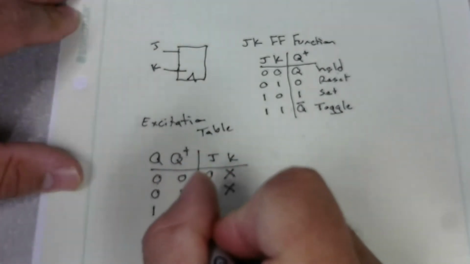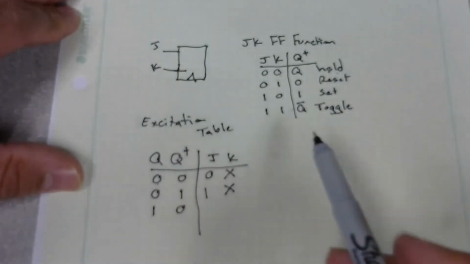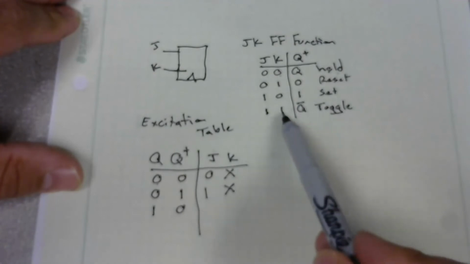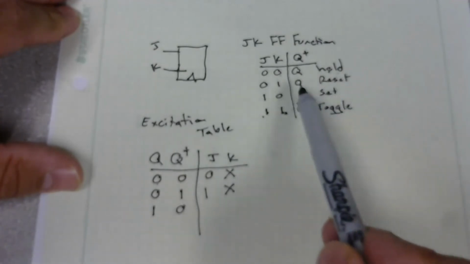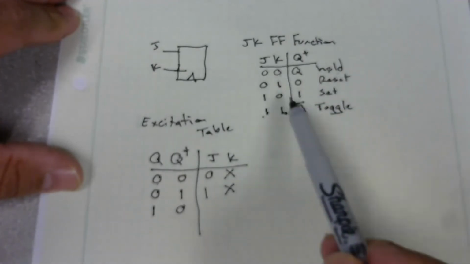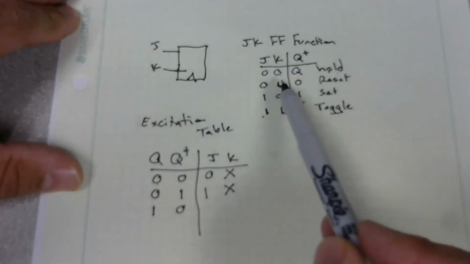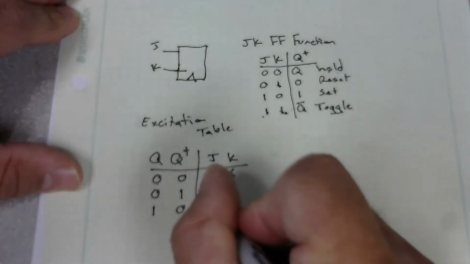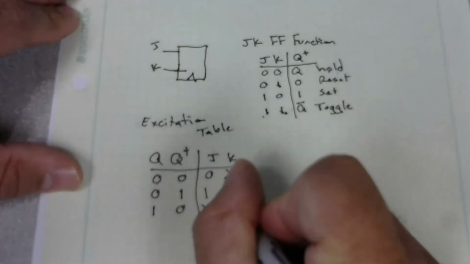The next one is if we have a 1 and we want a 0. So that means, again, we could toggle or we could reset. So we have 1, 1 for toggle, and reset, we have 0, 1. So in other words, in this one, as long as K is a 1, we don't care what J is. So we're going to put a don't care for J, and we're going to put a 1 for K.